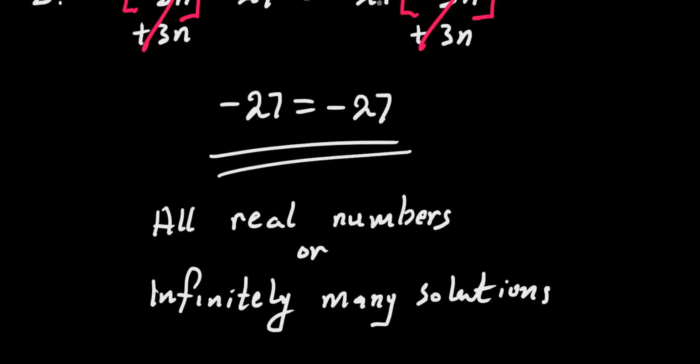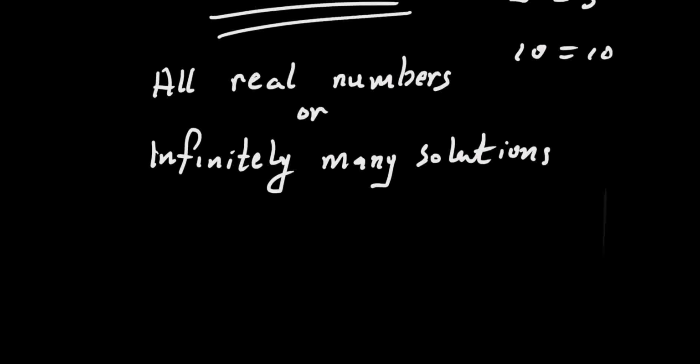Infinitely many solutions. Once you arrive at a solution like this, you should know that it is all real numbers or infinitely many solutions. For example, if you arrive at 5 equals 5, or 10 equals 10, all real numbers are infinitely many solutions. Okay, so now let's move on to the next question.